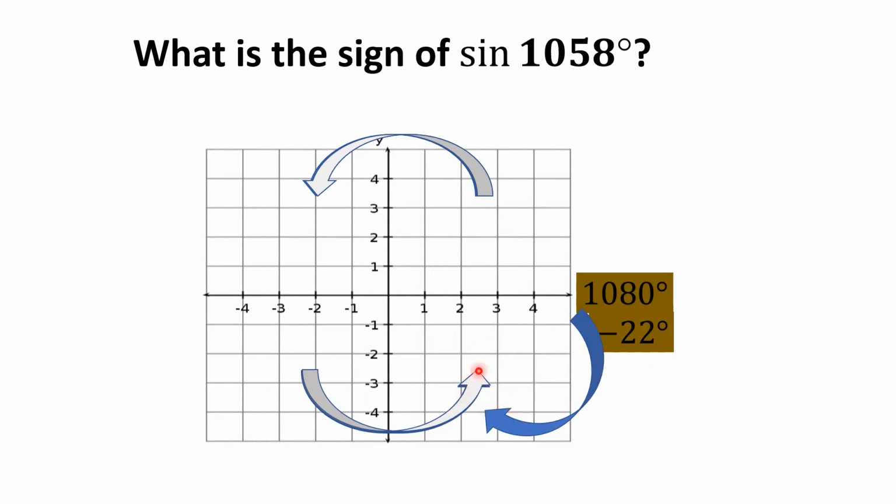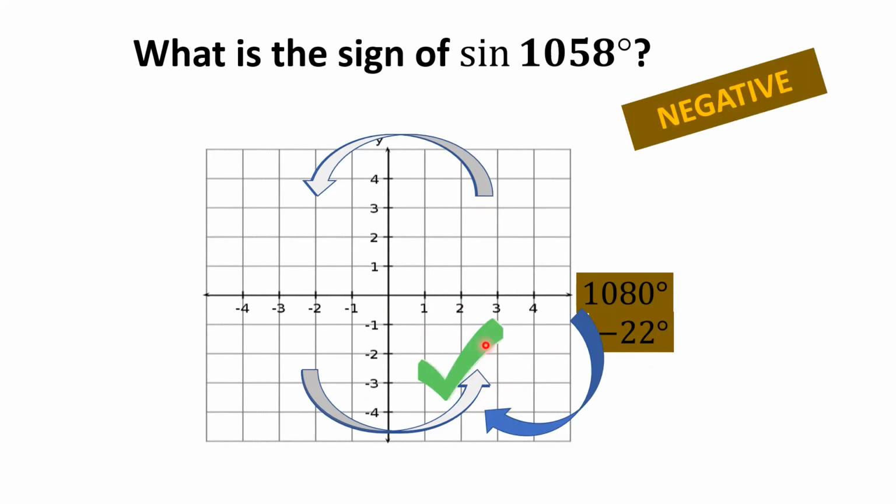Okay? So, since nasa fourth quadrant tayo, yung ating 1058 degrees is located on the fourth quadrant, the sign value there will be negative. So, ang answer natin is negative.